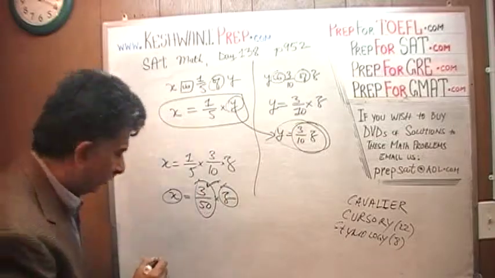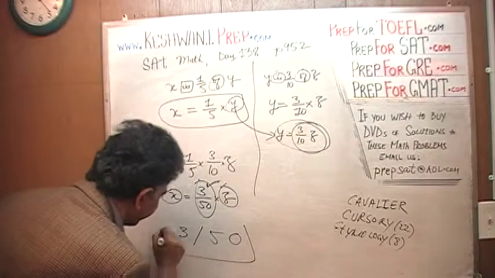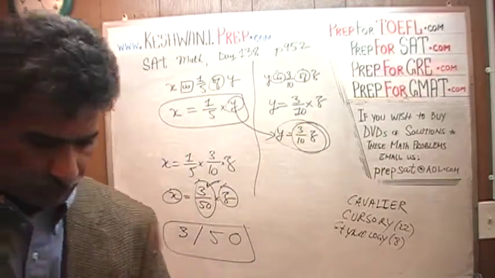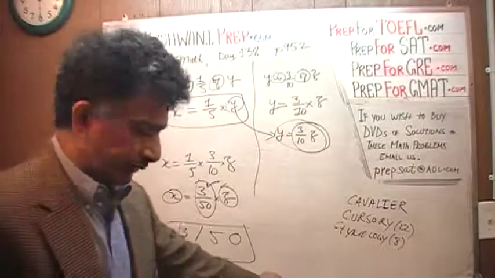3/50. So here you're going to grid in 3/50. Like I told you before, do not mess with it. Don't try to be clever. That's it. Just grid it in and get the heck out of there.